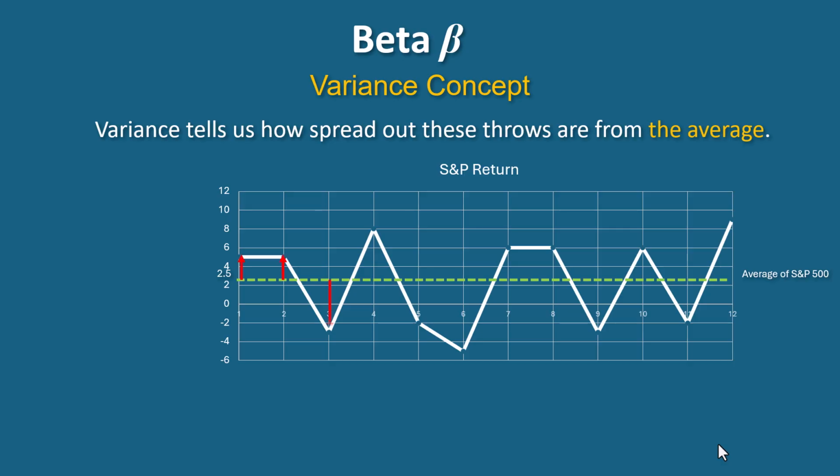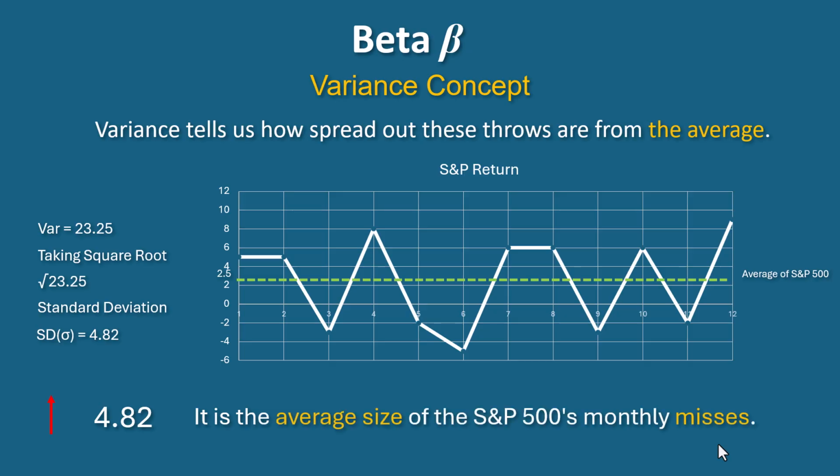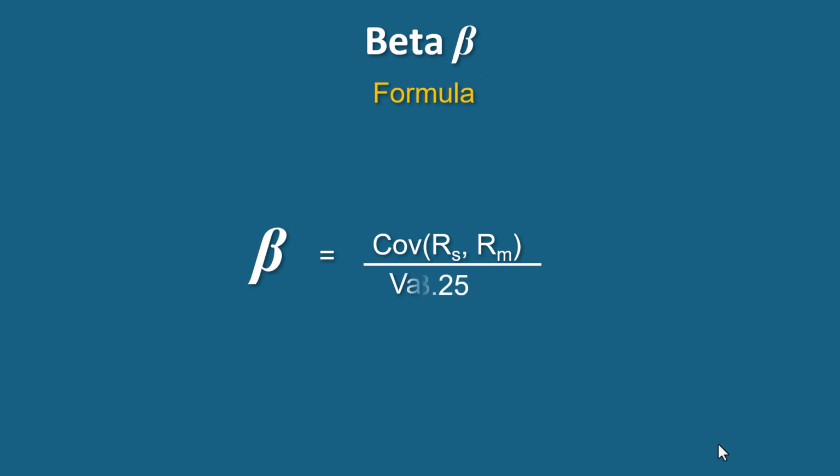The variance measures the distance between the average return and the actual returns, shown as red lines. The square root of variance is the standard deviation. In this case, the standard deviation is approximately 4.82. This means the stock price is expected to go up or down by about 4.82 on average. Technically, we can say it is the average size of the S&P 500's monthly misses. First answer, variance, equals 23.25.